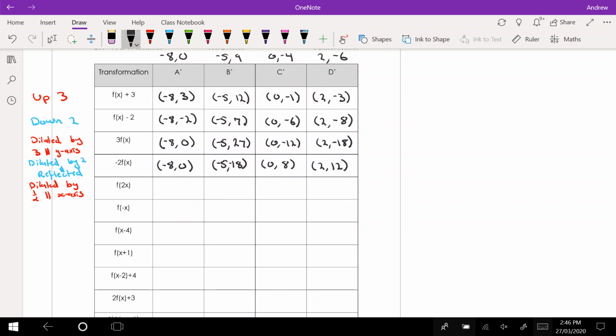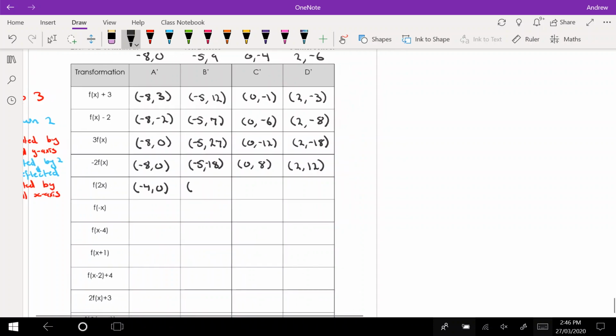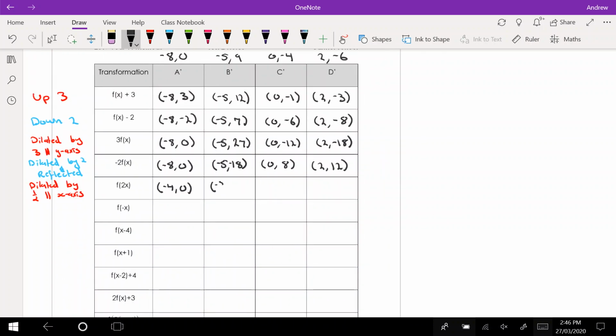So what's my new A going to be? If inside my bracket changes x, and I dilate by a factor of a half, I'm dividing the number by 2. -4, 0. Then that's going to be negative 5 over 2, 9, 0, 8, 1, 12. As you can see, I'm just going to be getting a little bit closer to that y-axis.